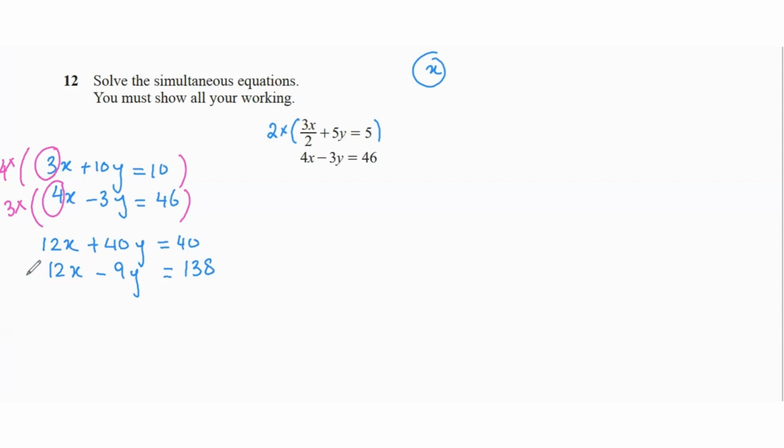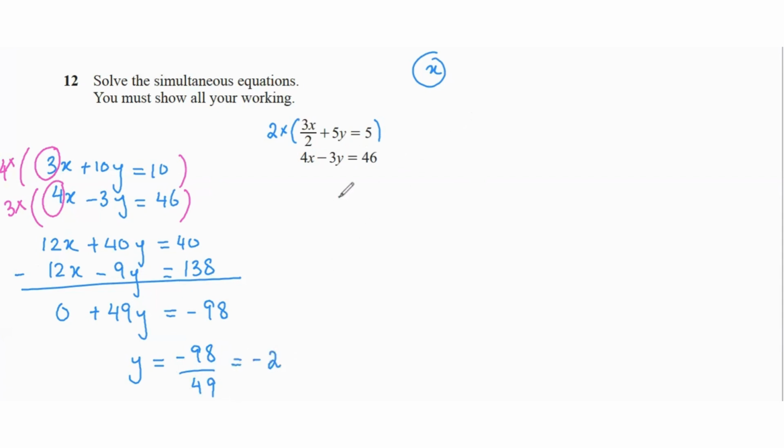So that's going to give us 12x minus 12x is 0. 40y minus negative 9y is positive 49y. 40 minus 138 is going to be negative 98. So y is negative 98 divided by 49, and that equals negative 2. So y is negative 2.